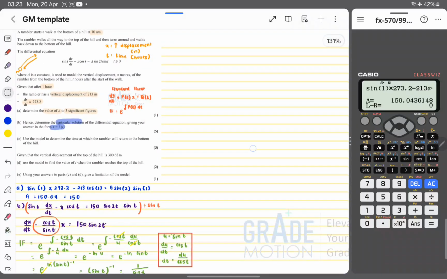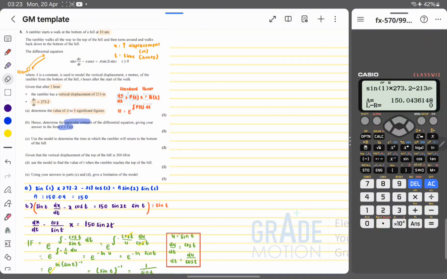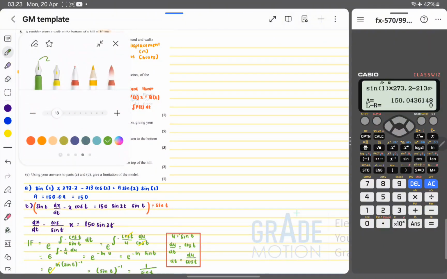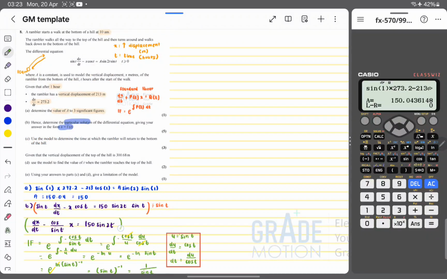Now we have our integrating factor. What we will do next is multiply this equation by our integrating factor, which is 1 over sin t. We will get 1 over sin t dx/dt minus cos t over sin squared t x equal to 150 sin 2t over sin t.